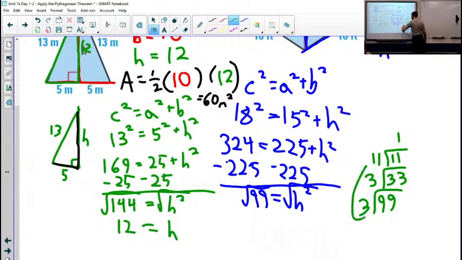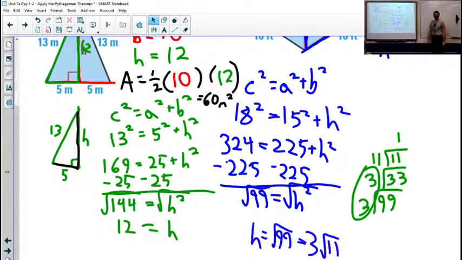But we do have this pair of 3's. It can come out of the square root. The 11 stays in the square root. 3 squared 11. So my exact height is 3 square root of 11.